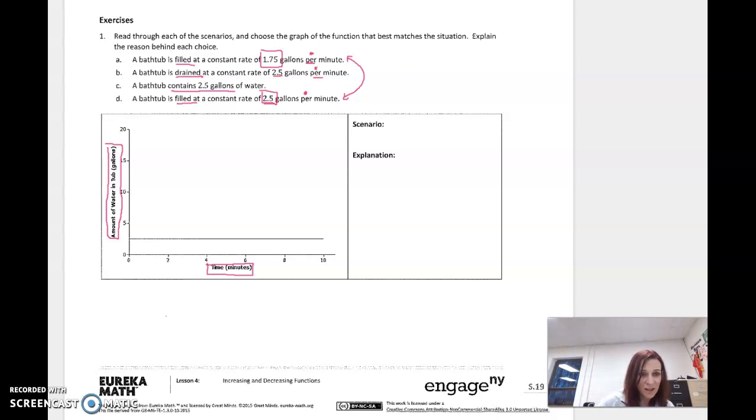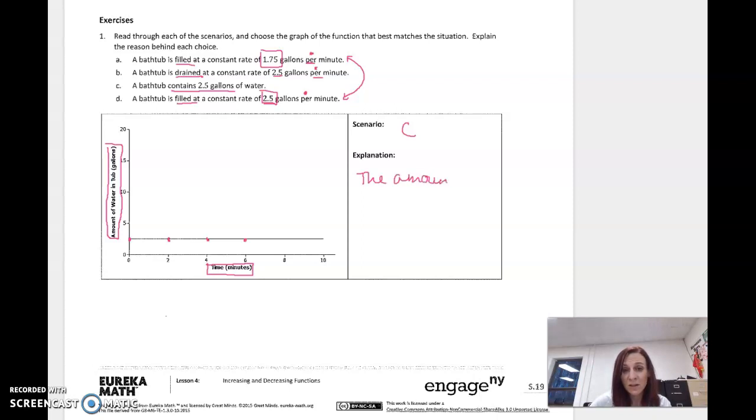So if we look here, here's 0, 5, so at 0 minutes, there's 2.5 gallons. And at 2 minutes, I'm going to say about 2.5, right, from 0 to 5. And at 4 minutes, there's 2.5. And at 6 minutes, there's 2.5. So there's always 2.5. So is it being filled? Is it being drained? No. It just contains 2.5 gallons of water. So I'm going to say this is scenario C, and here's my explanation.